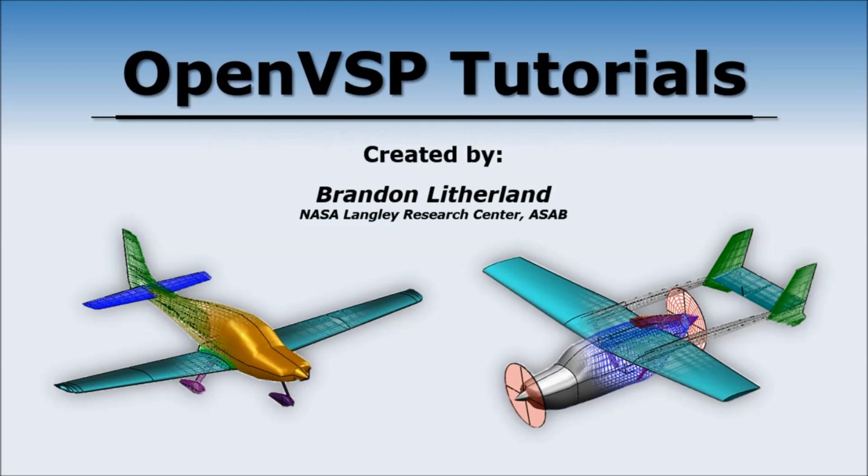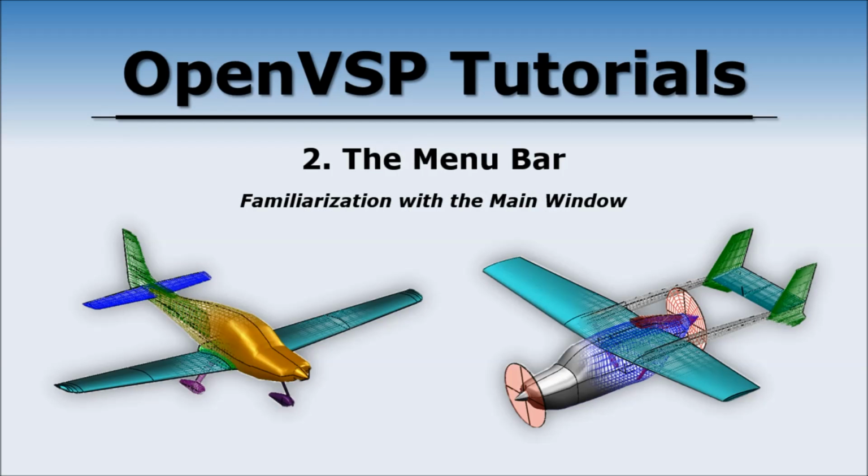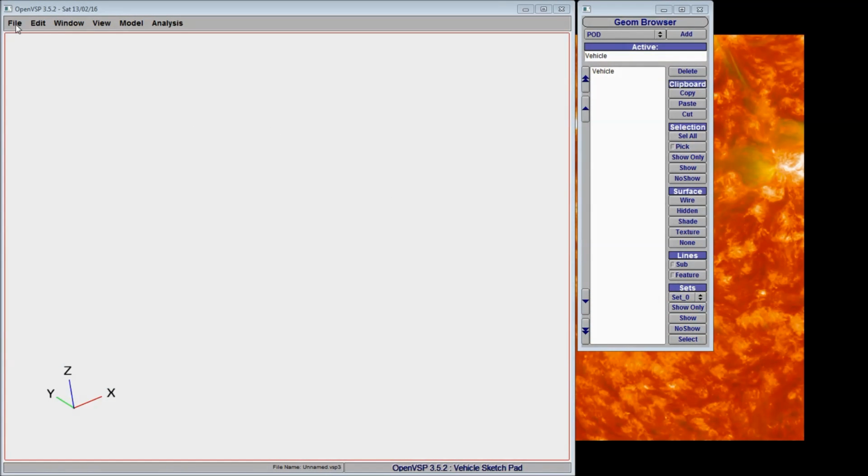My name is Brandon Litherland of the NASA Langley Research Center Aeronautics Systems Analysis Branch. Today we're going to go over the menu bar. We're going to get familiar with the menu bar and some of the features that are associated with the main operating window. As you can see, we already have the workspace pulled up.